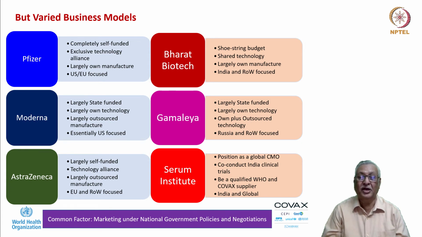Serum Institute had the position of a global contract manufacturing organization. It could co-conduct India clinical trials. It was a qualified WHO and COVAX supplier, and its intention was to supply to India as well as the world markets. The World Health Organization and COVAX, an alliance of multilateral agencies supplying vaccines for emerging markets, were the key customers apart from the national governments. The common factor for all of these business strategies and business models was marketing under national government policies and negotiations.